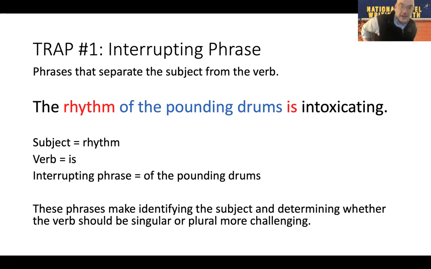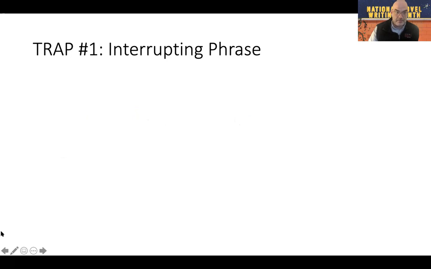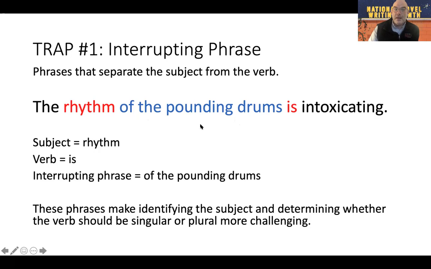And the reason for that is that we have this second noun in here. So this is a prepositional phrase, and we'll go over prepositional phrases in a later lesson. But this is a little prepositional phrase that tells us, well, what rhythm? Like, what rhythm are you talking about? It's the rhythm of the pounding drums, okay?